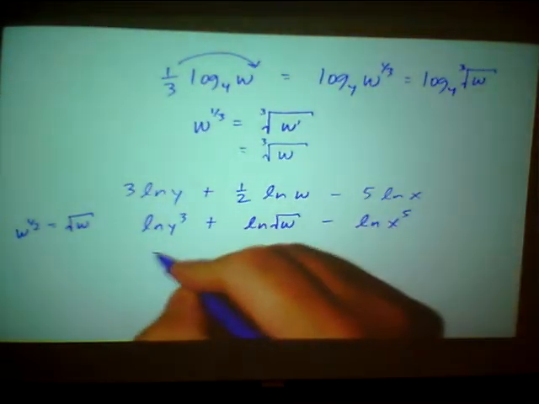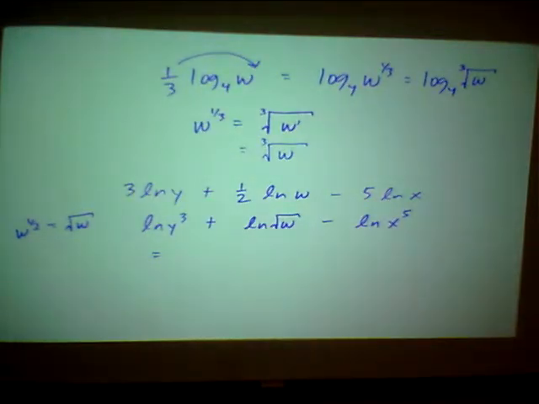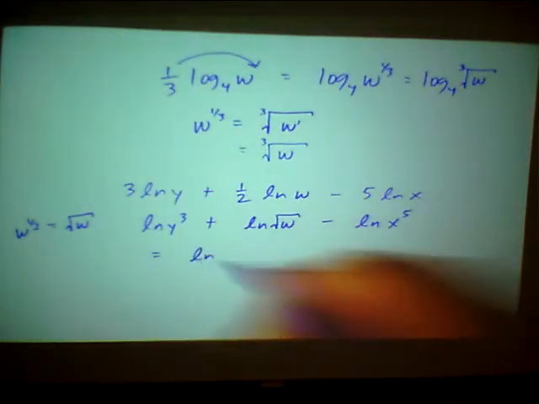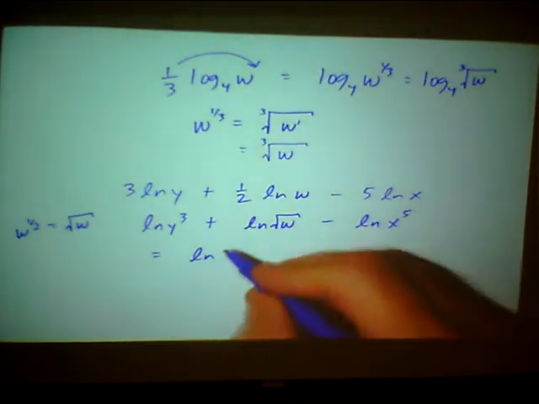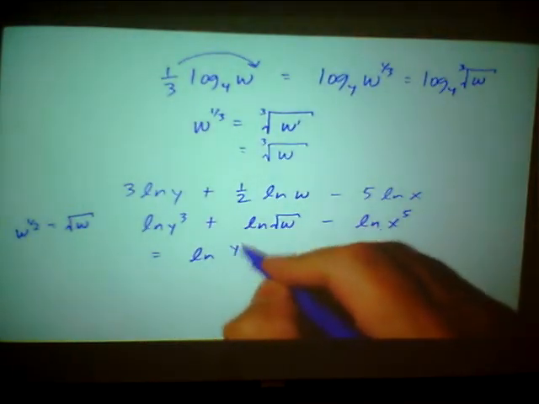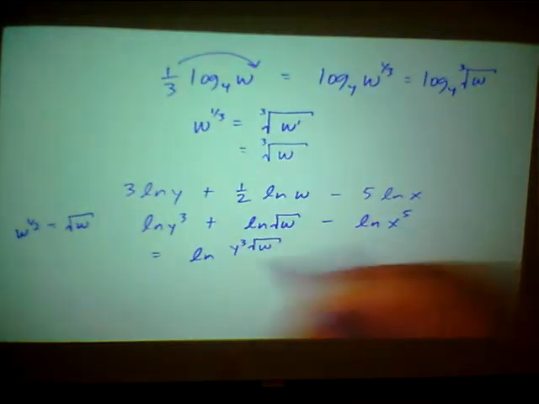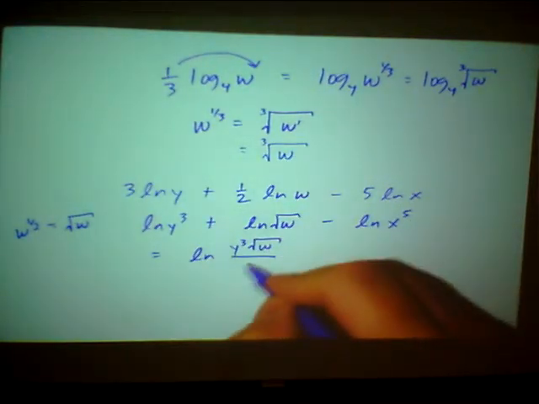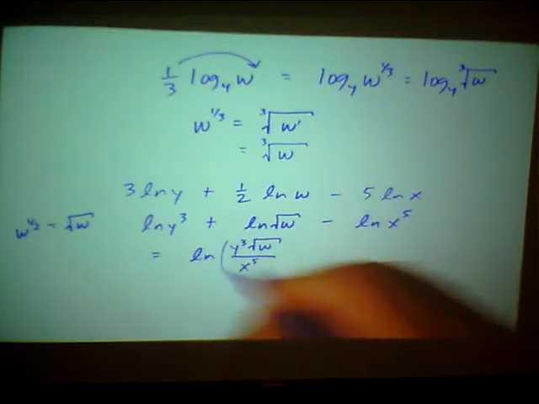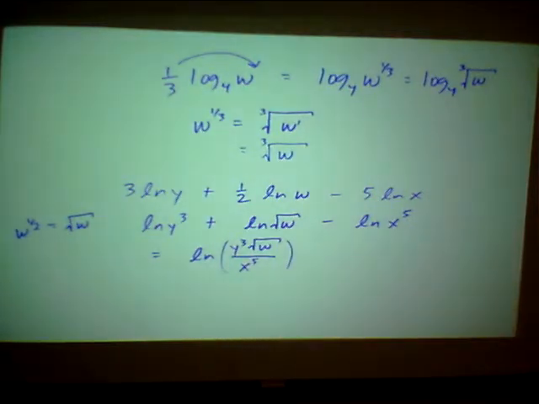So now I can combine these into 1 log. Natural log in my numerator is going to be y cubed times the square root of w, and then in the denominator is going to be x to the 5th. So once again, I've taken those 3 logs and combined them into 1 log. Let's do one more problem.